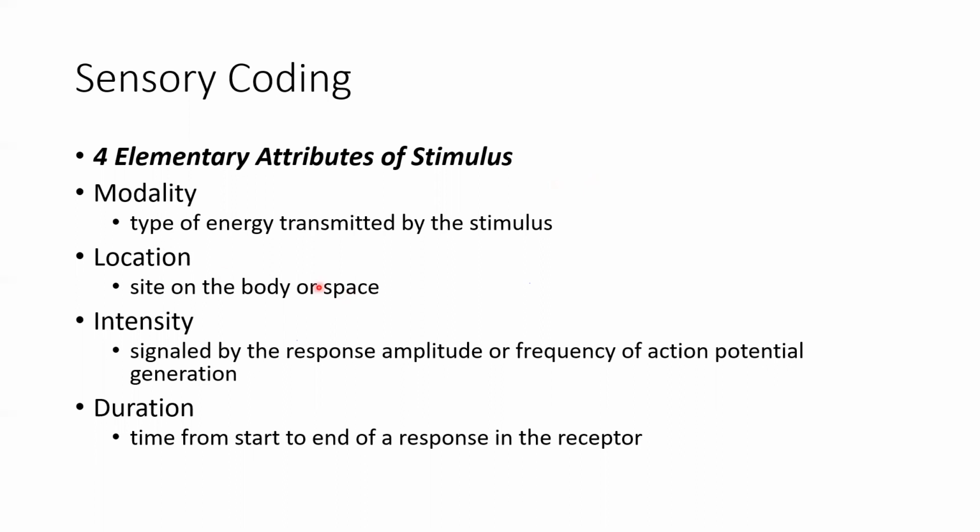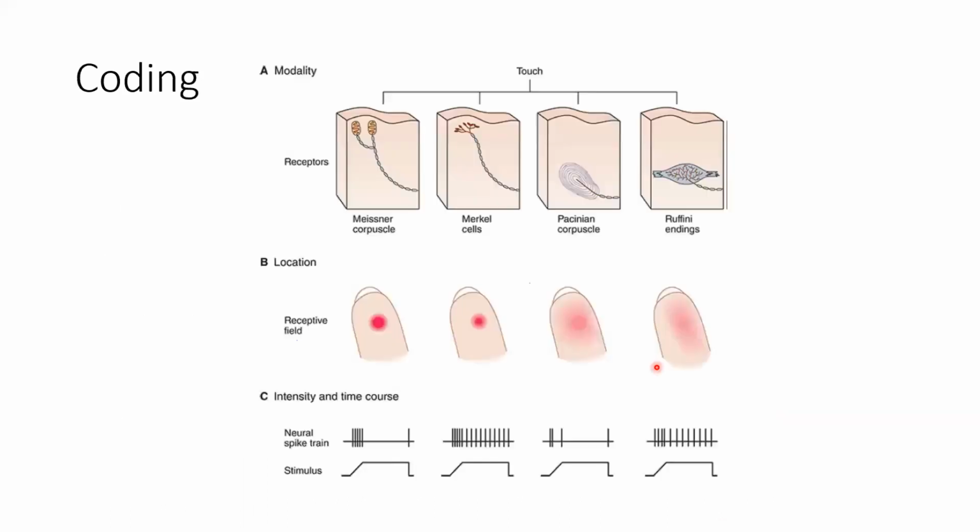Then the location, where is the site where that stimulus is applied, and then the intensity, what's the strength of that stimulus. This is signaled by the response amplitude or frequency of action potential generation. And then finally, the duration of the stimulus, so the time of the start and the end of response in the receptor. So these four attributes of a stimulus are summarized here in this figure, where you have modality, location, then intensity, and of course duration of the stimulus.